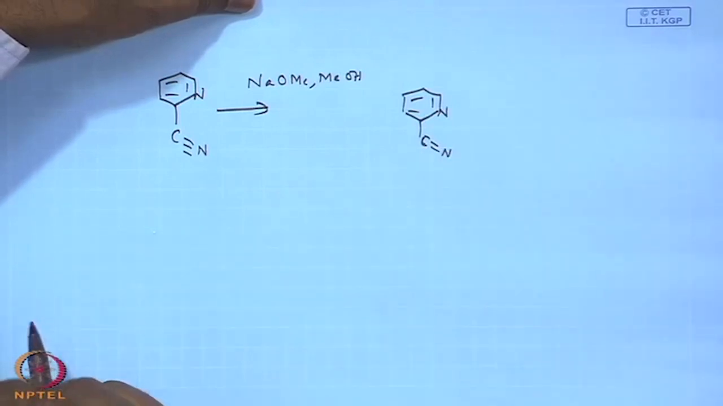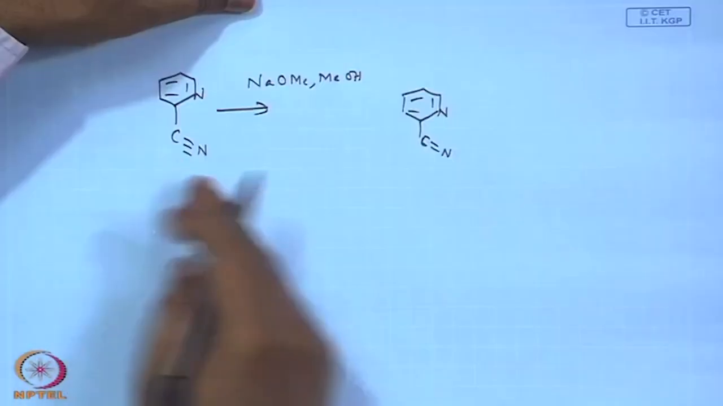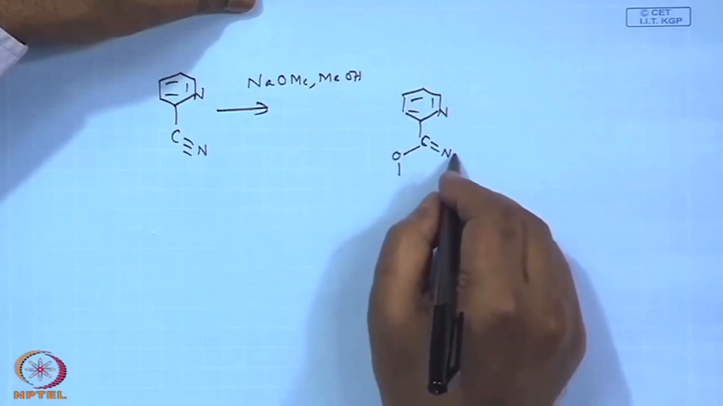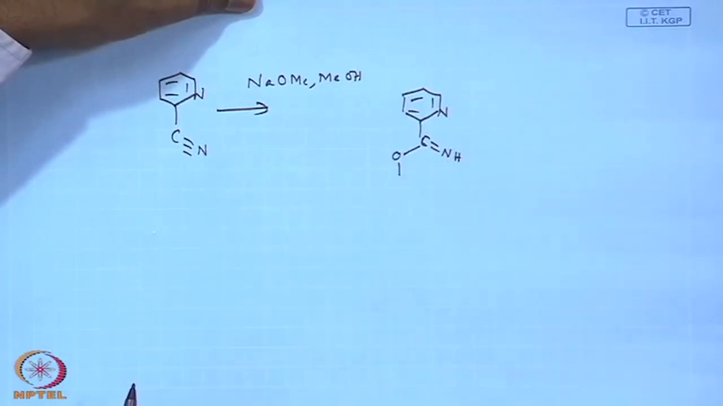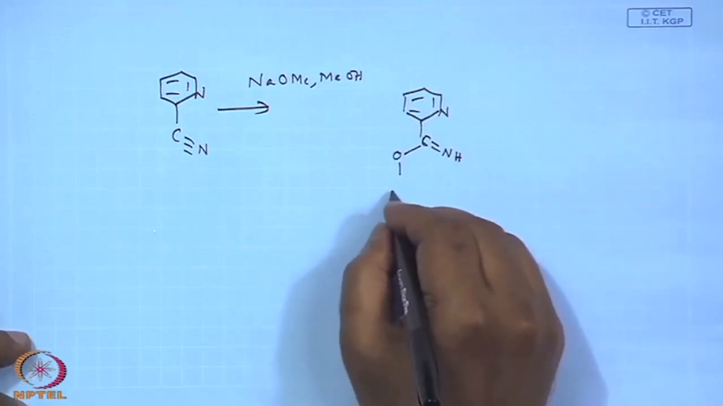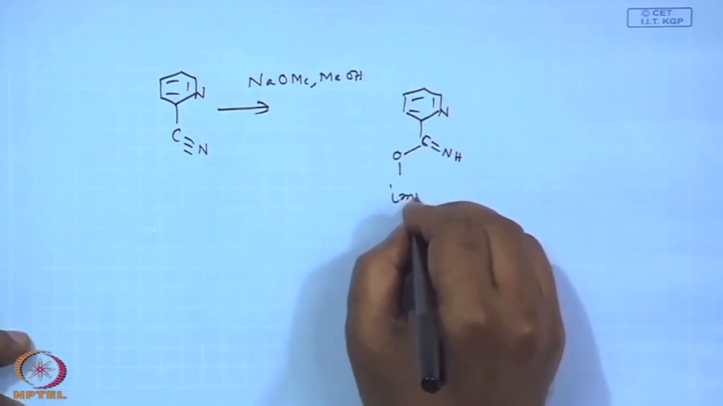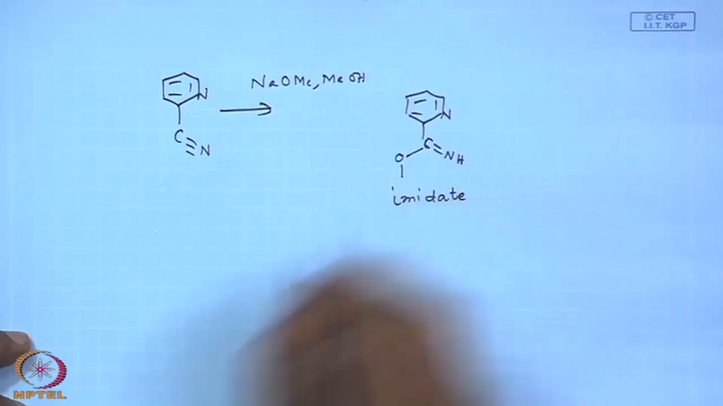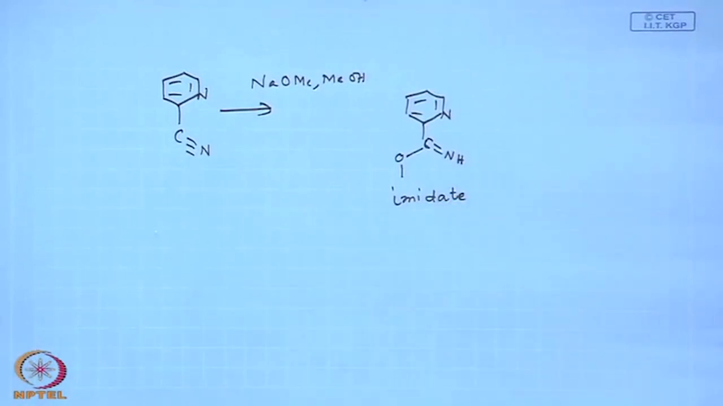See, all of us know pyridine undergoes the Chichibabin reaction, this thing, that thing. That means it undergoes nucleophilic addition at the two positions. But you see here, cyanide is so reactive, and we often do not read about this reaction, but actually it converts the cyanide to this one. What is the name of the functional group? Imidates, like carboxylates, imidates. Okay, pretty useful though.